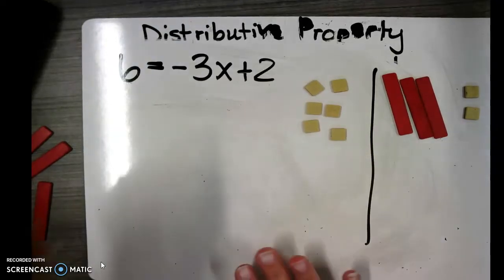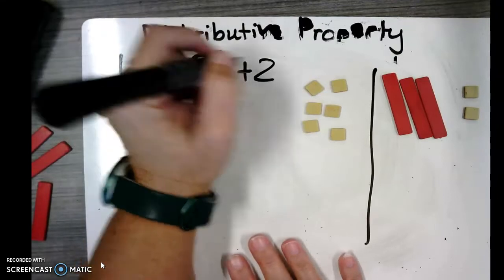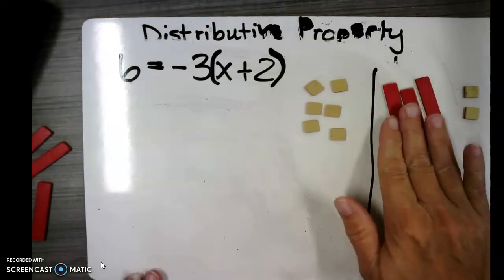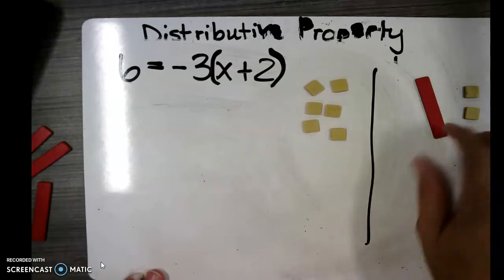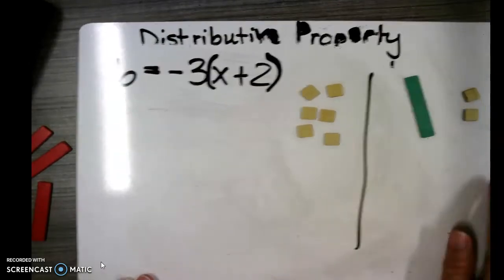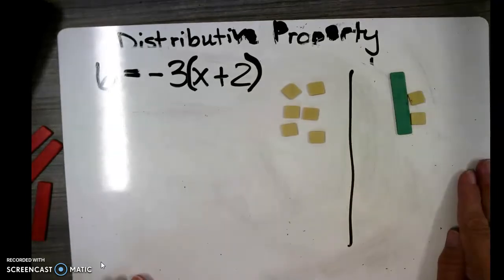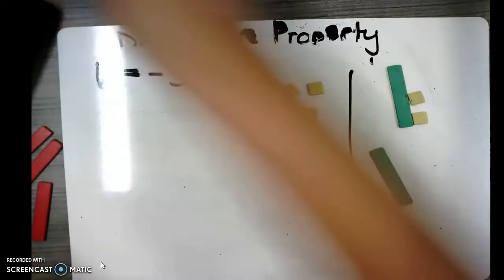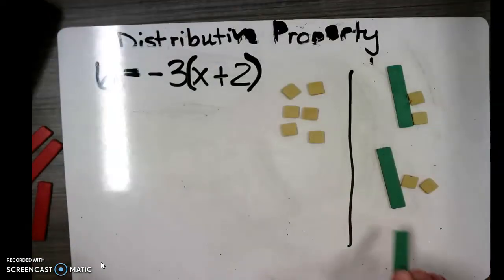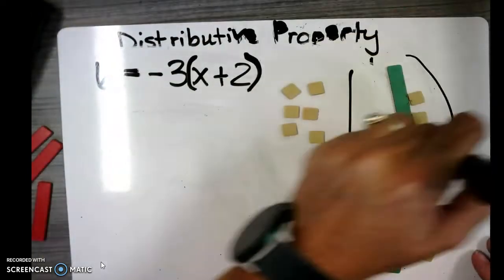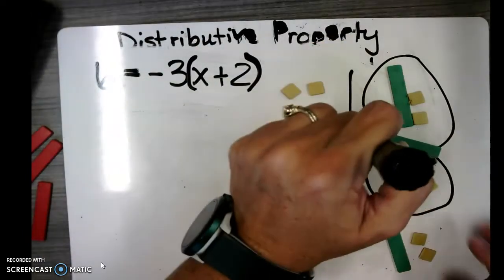And I just realized I messed it up. It should be negative 3 times x plus 2, which means to fix it, this is one set of the distributive property. Here's the second set, and here's the third set, and these would be circled to indicate the sets.